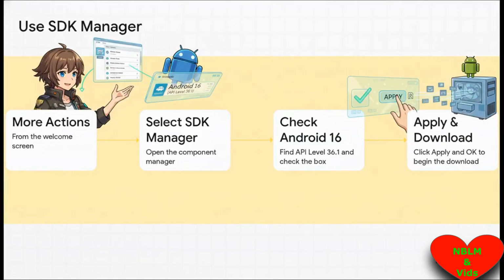Okay, from that Android Studio welcome screen, we're going to look for something called the SDK Manager. Don't let the name scare you. It's basically just a download manager for Android parts. You'll see a list of Android versions. Just find Android 16, check the box next to the latest one. That way you get all the updates, and then just click Apply to download the actual operating system.